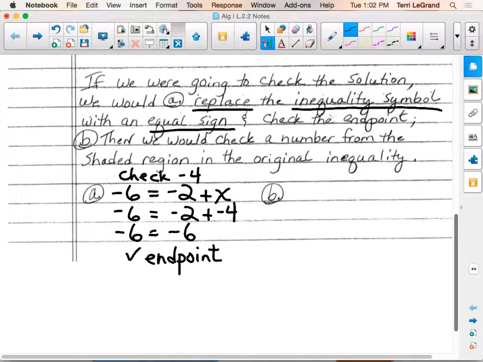Because is it? No. We have an open circle at it, don't we? It's not a solution, but we want to make sure we're at the right location on the number line. Because we could very easily have ended up with a +4, and we would not be at the right location.